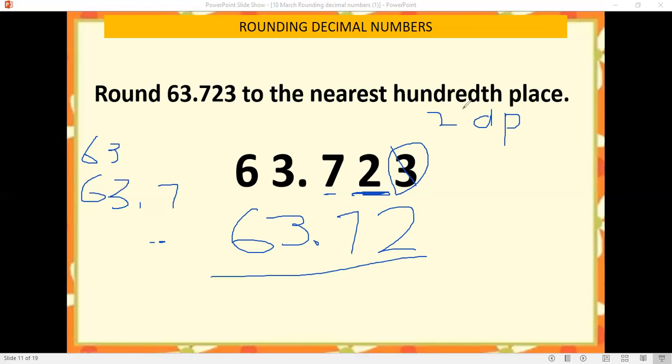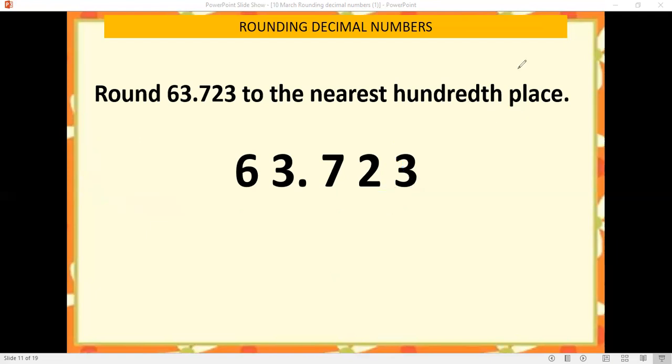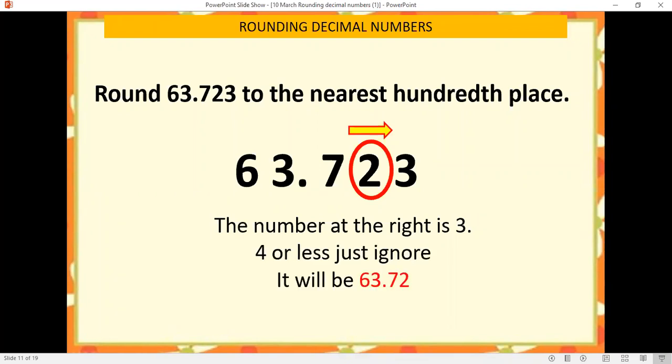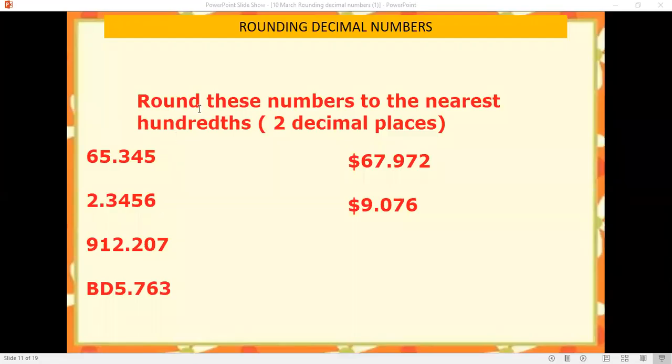Okay, let's have another example. Okay, so the number at the right is 3. So 4 or less, just ignore. The final answer is 63.72. Okay, now I'm going to give you another example. Okay, let's do this another example.